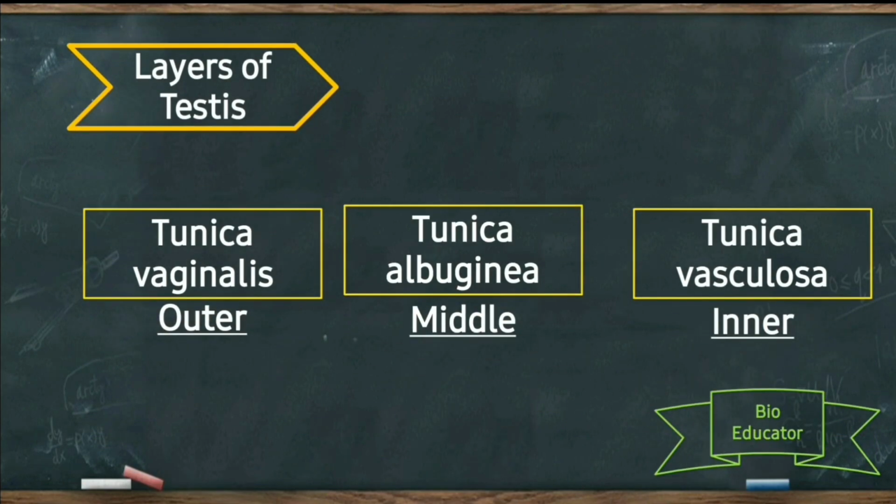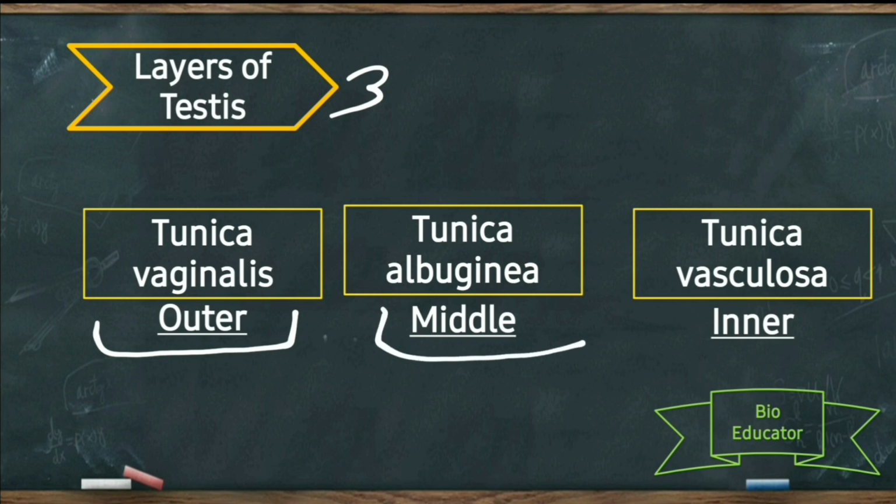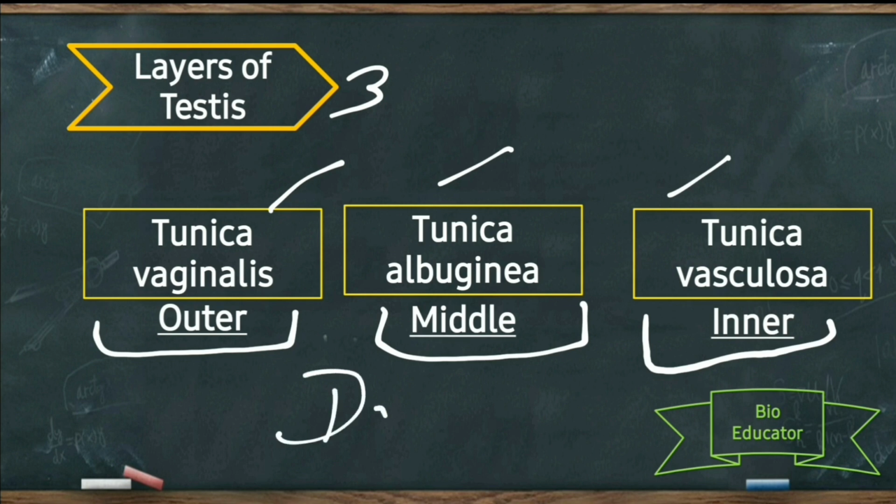Starting from the outside of the testis, it is covered by 3 layers. First is tunica vaginalis, the outermost covering. Next, tunica albuginea, the middle covering, and tunica vasculosa, the inner covering of the testis. These 3 layers protect the testis from any type of damage.